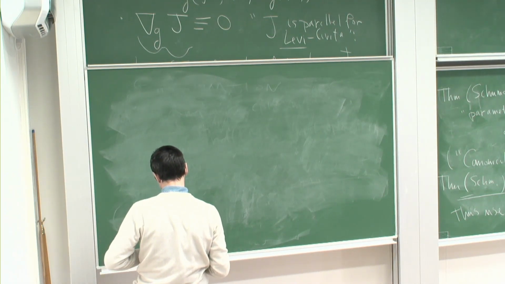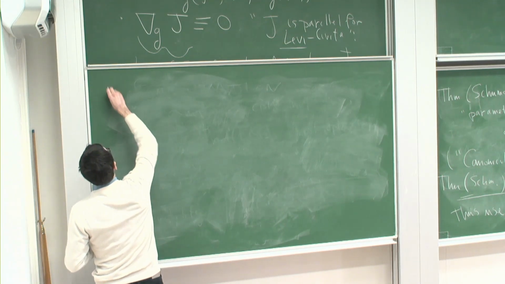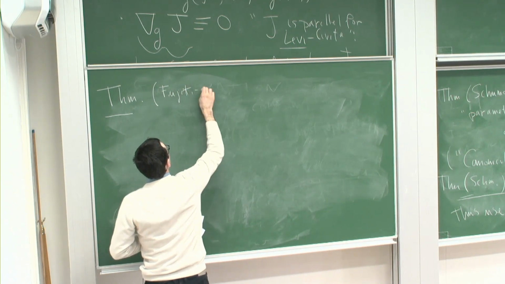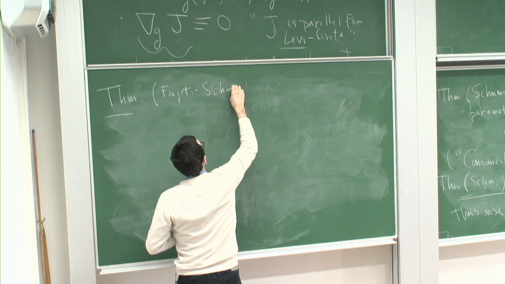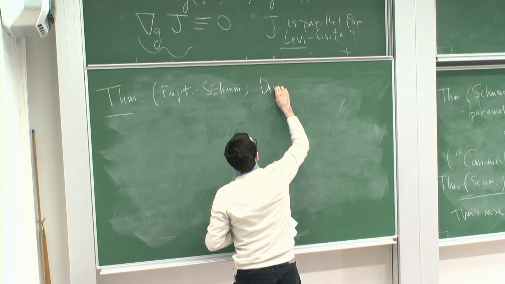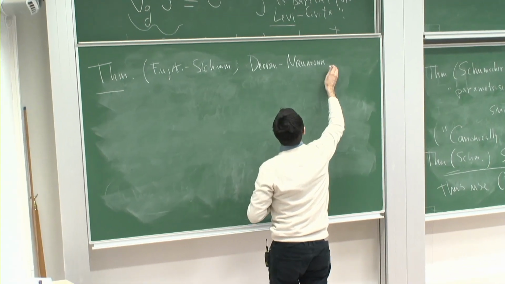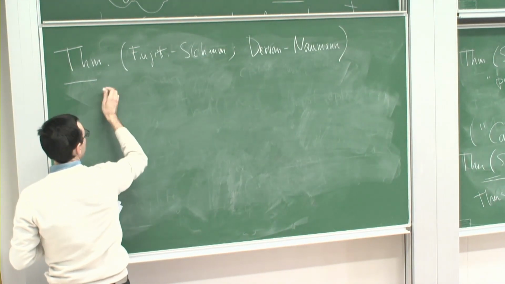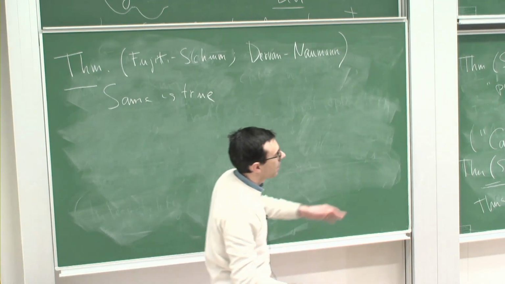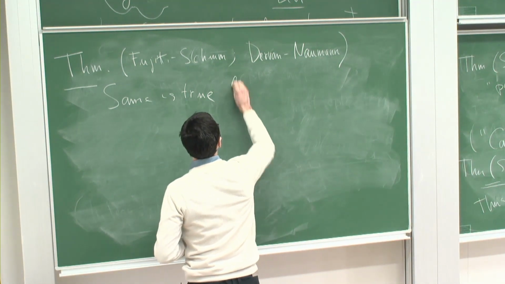Let's see, the theorem, which is due to Fujiki, Schumacher, and then with some extra assumptions, and then this generality to Dervan and Neumann, which is the following. So the same is true. So same means that there exists such a Hausdorff complex space with basic properties 1 and 2 for polarized manifolds.